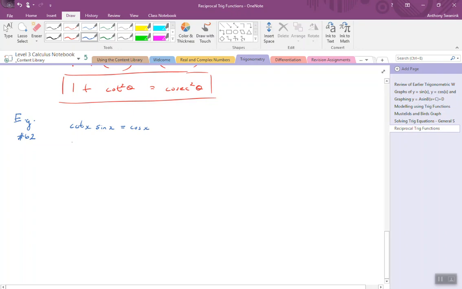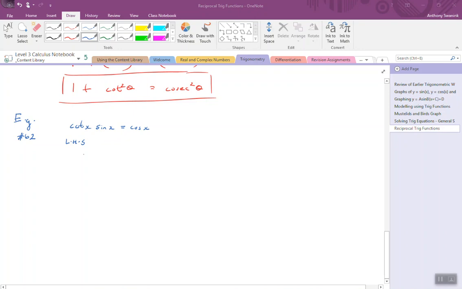Well, what we're going to try and do is we're going to take one of the sides, and we're usually going to take the side that looks more complicated. So on this example here, this left-hand side looks more complicated. It's got 2 things multiplied, and we've only got 1 thing on the right. So what we're going to do is we're going to take this left-hand side, and LHS is short for left-hand side. So we're going to manipulate it, and see if we can get the right-hand side. When we do, we're finished. So the left-hand side, what can I do with that? Well, the only thing I can think of is to replace cotan with 1 over tangent.